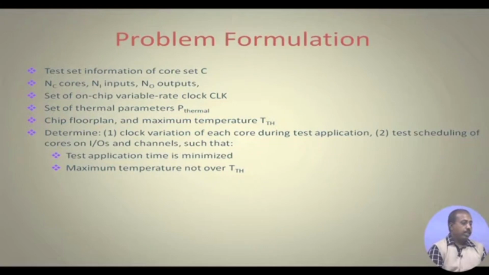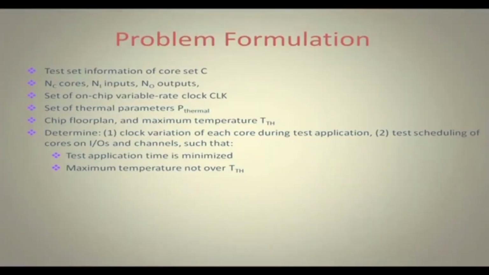So, we have got test set information for a core set C. There are NC number of cores, NI number of inputs, and NO number of outputs. We have got a set of on chip variable rate clock signals, a set of variable clock rates, and a set of thermal parameters needed for thermal simulation. They are actually the thermal parameters, like the dielectric thickness, the heat spreader, the size of the heat spreader, the size of the heat sink and all that, so that we can do the thermal simulation. Then the chip floor plan and the maximum temperature T threshold.